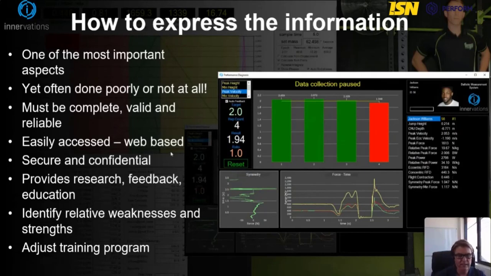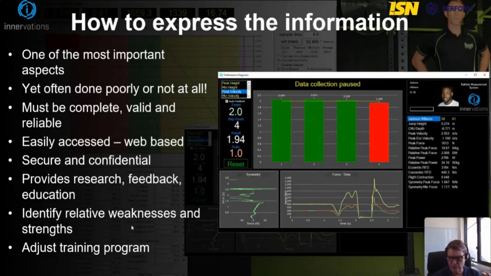Preferably it will be web-based, so the athlete and coach can access it from anywhere at any time. It has to be secure and confidential. The athlete and coach must have confidence that their data is not going to be shared outside of your squad or your training environment. It's important to provide research, feedback, and education for the athletes and the coaches as well.